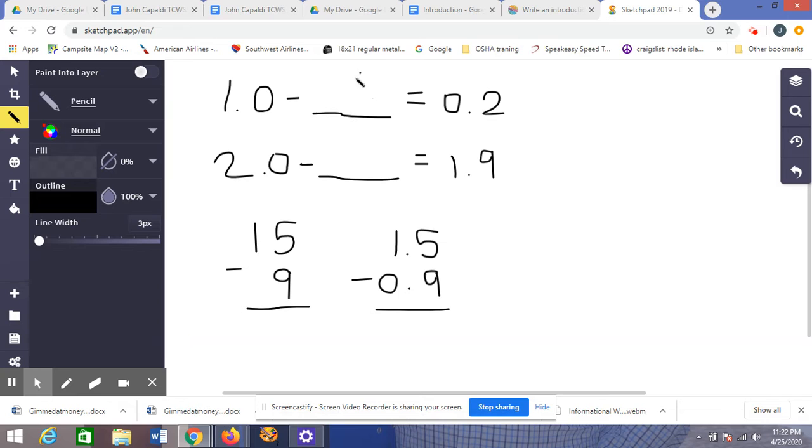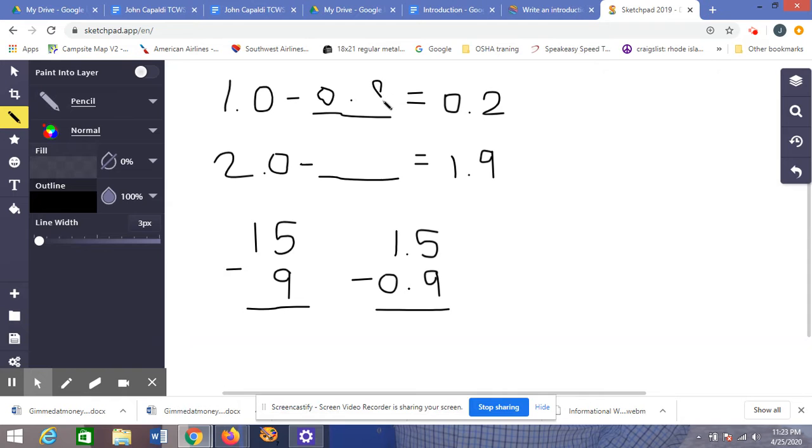On the work today, you'll see similar to what we did last week, where we needed to add the tenth that would get us to the next whole number. But instead, now we're taking tenths from the whole number to get to the answer. So look, we got 1.01 minus blank equals 2 tenths, 0.2. How many tenths do I need to take away from 1 to get to 2 tenths? Well, I would need to take away 8 tenths.